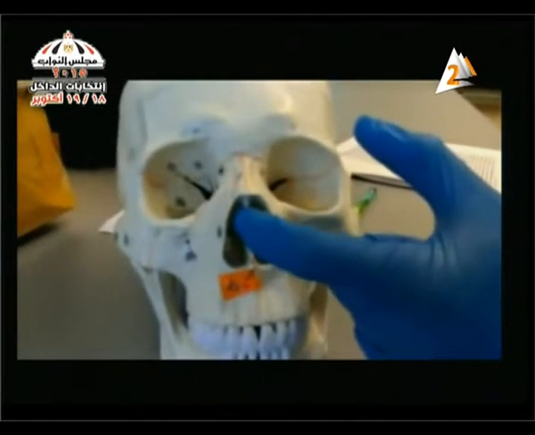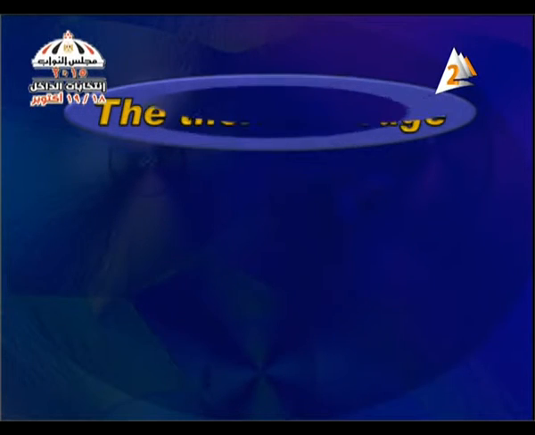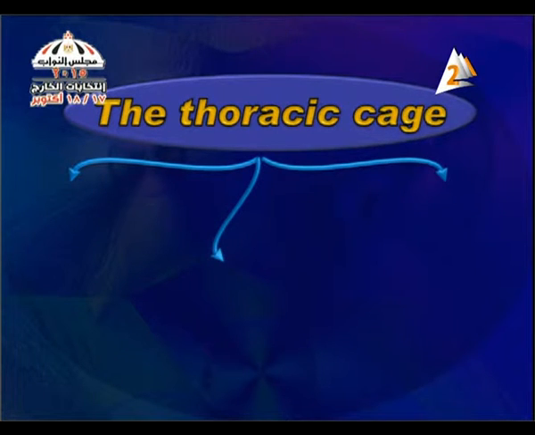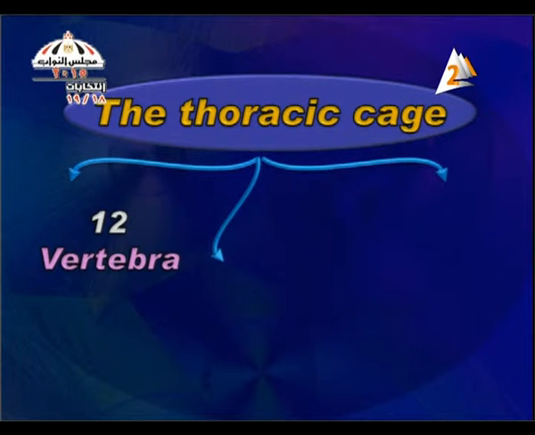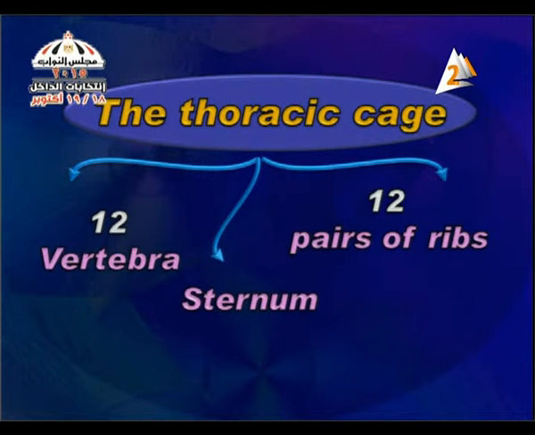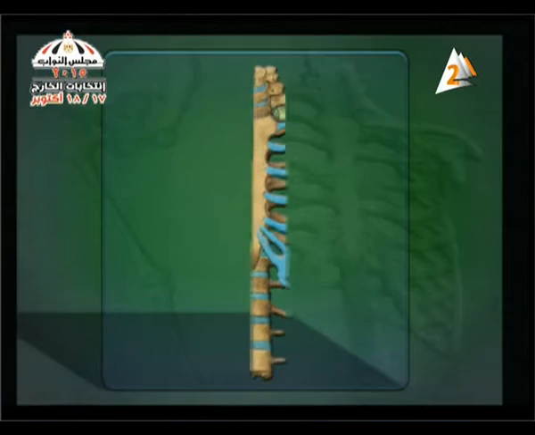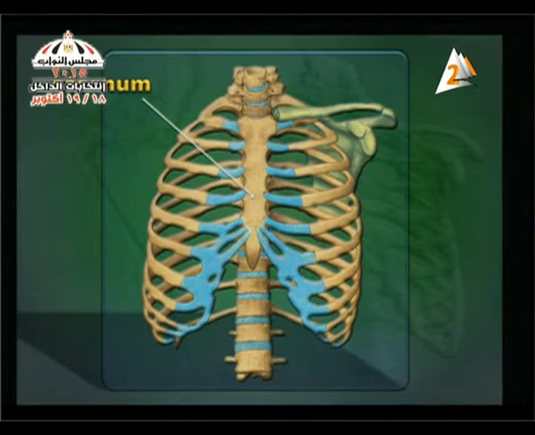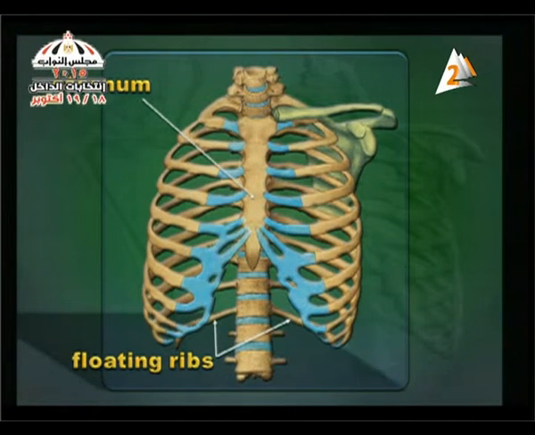Let's move to another part of the axial skeleton, which is the thoracic cage. The thoracic cage consists of three main parts: 12 thoracic vertebrae, the sternum, and 12 pairs of ribs. It is connected posteriorly to the 12 thoracic vertebrae and anteriorly to the sternum. The sternum is a flat bone pointed at its lower part, which is cartilaginous, as you see.